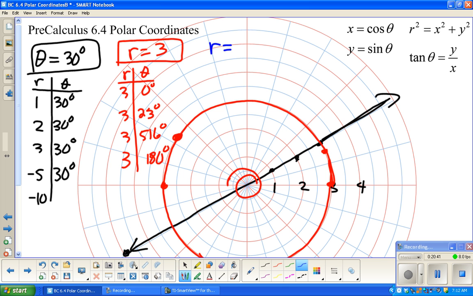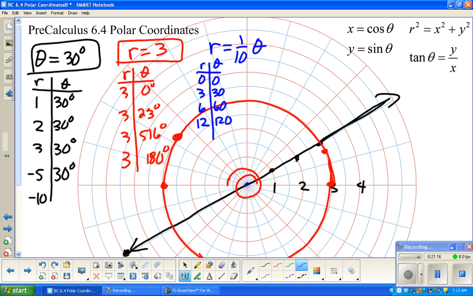Let's do r equals 1/10 theta. So when theta is 0, so is r. All right, that'll work. When theta is 30, r is 3. I needed to make that smaller, not even 1/10, smaller than that. When theta is 60, r is 6. When theta is 120, r is 12. So I'm going to be off this screen in no time.